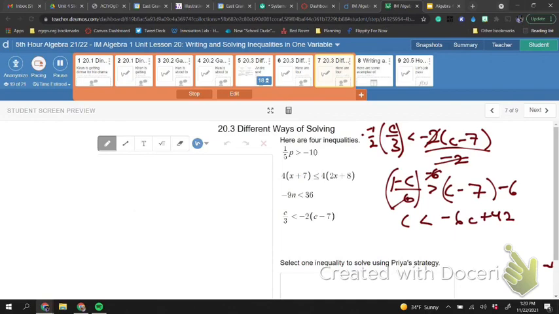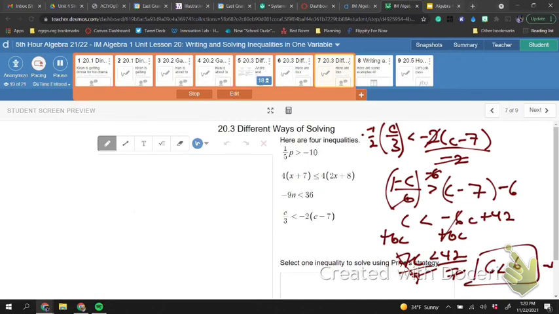-6c plus 42. Then I'm going to add 6c to both sides. That's 7c is less than 42, which means that c is less than 6.